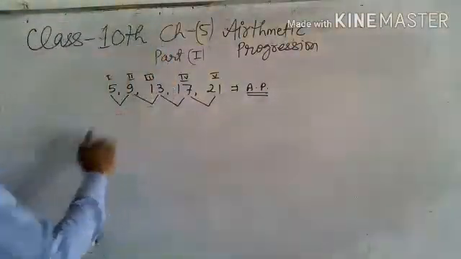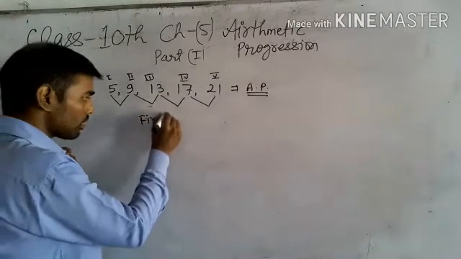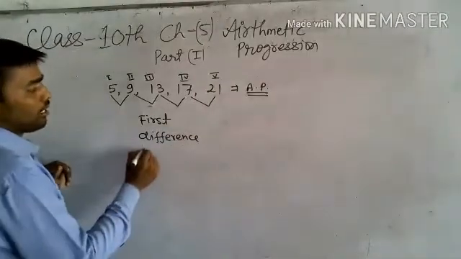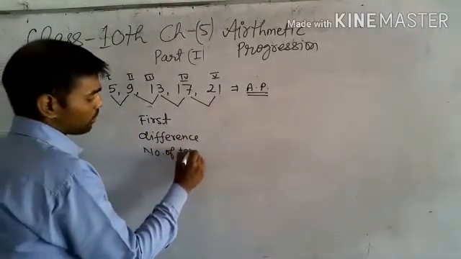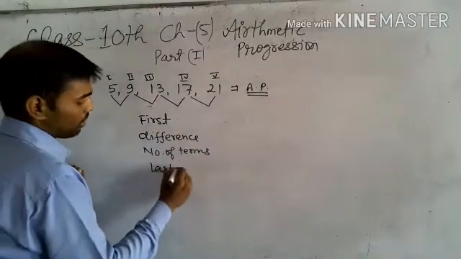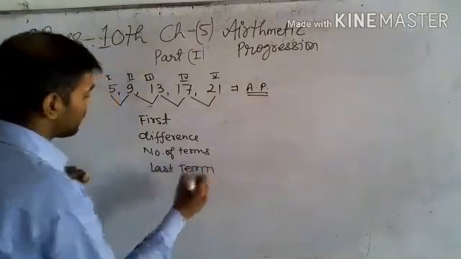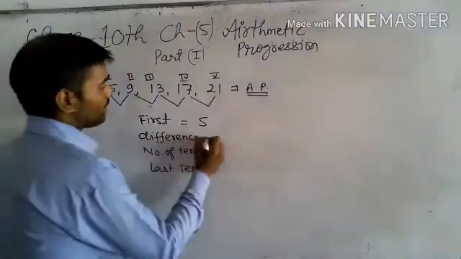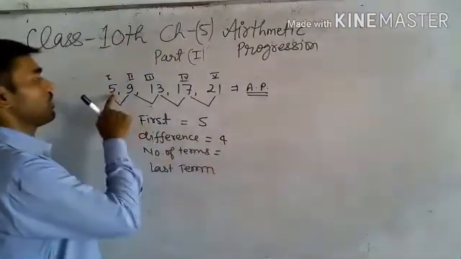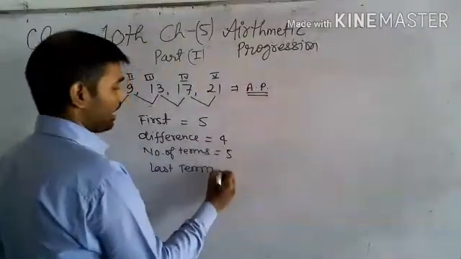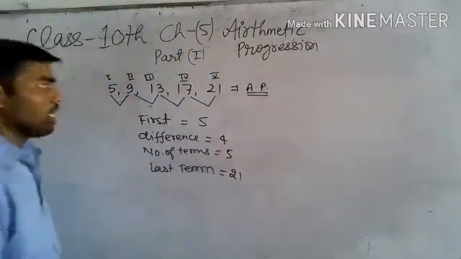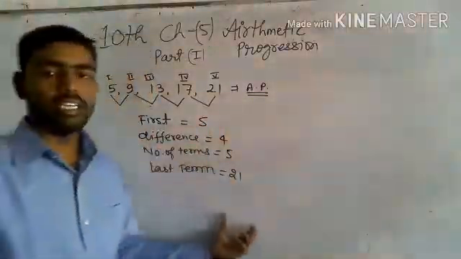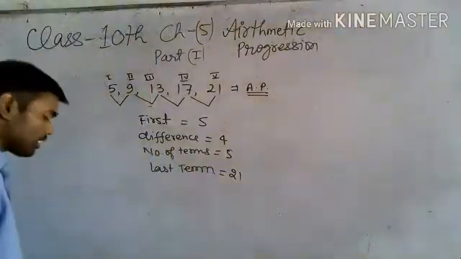Now there are four things: first term, difference, number of terms, and last term. Here you can see that 5 is the first term. The difference is equal to 4. The number of terms is 1, 2, 3, 4, 5, and the last term is 21. Whenever you are given any series of an arithmetic progression, on that basis we can find this much data.